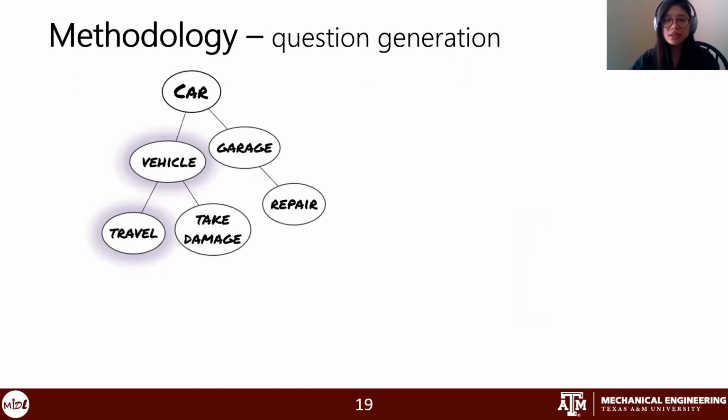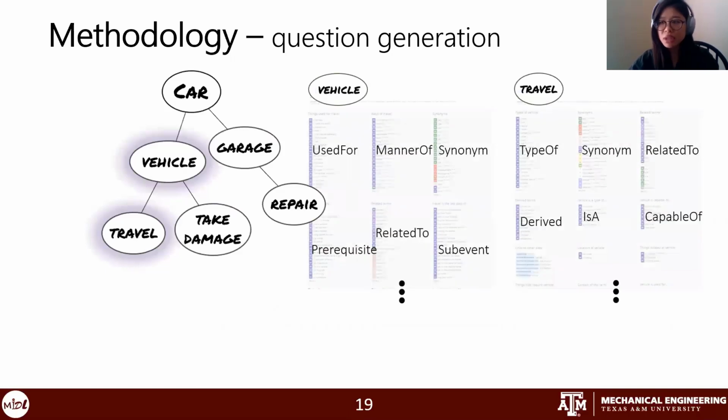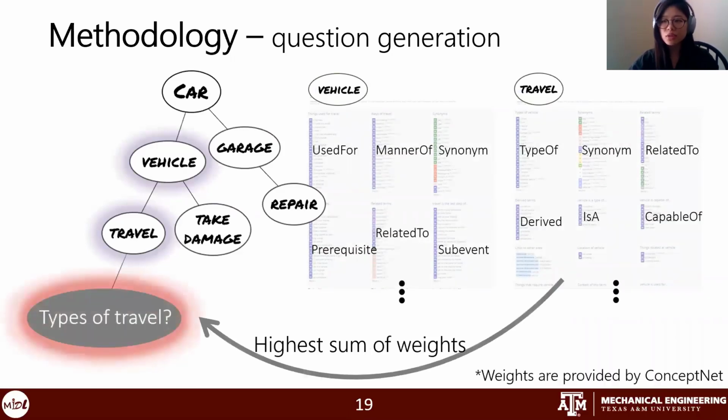Once a target node is determined, we use ConceptNet relationship types and generate a question based on the relationship with the highest possible weight. Now, note that throughout the paper, we use the weights data directly provided by ConceptNet.